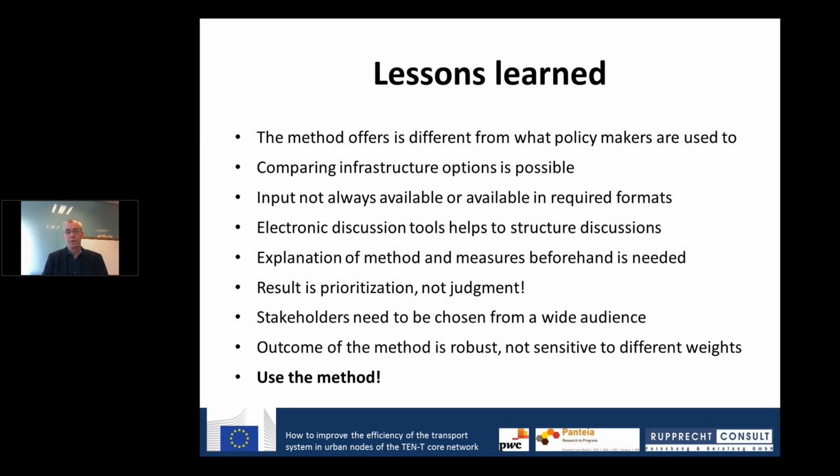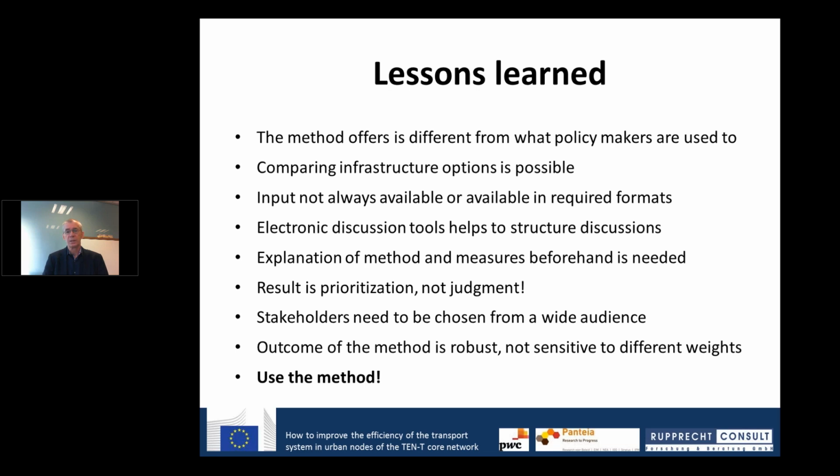The result of the methodology is a prioritization and not a judgment. As I said before, policy measures are not bad, but they score less well than others when comparing them. The explanation of the method and measures should be shown before the methodology is used. The stakeholders should know all about the method, but also about the policy measures in order to make good judgments.